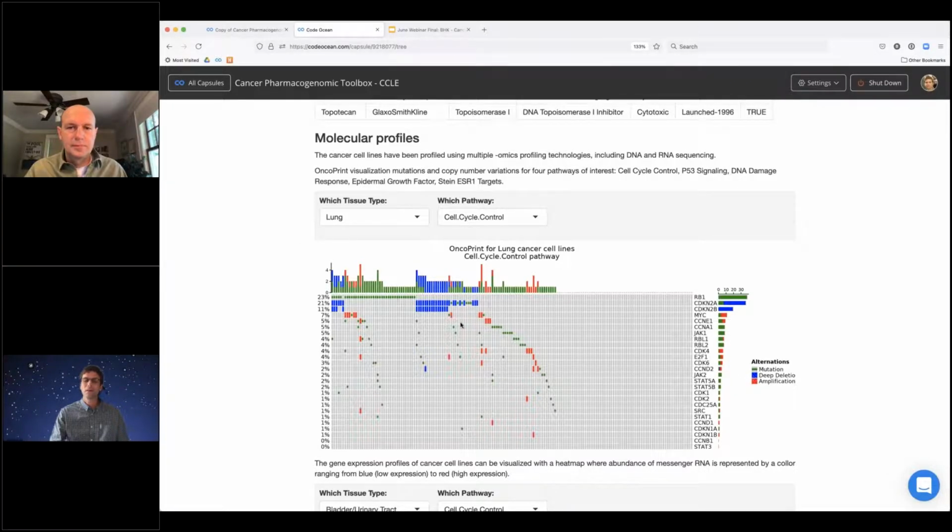Then you have the blue and the red cells representing the copy number of that gene. So whether the gene has disappeared from the genome of the tumor with a deep deletion, or the gene has been amplified. There are multiple copies of that gene.